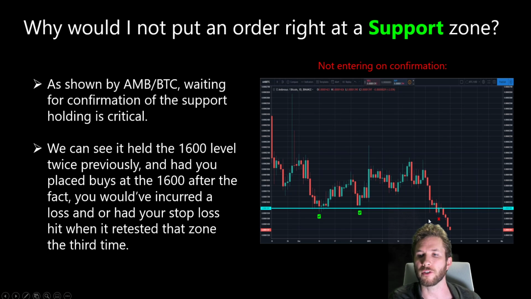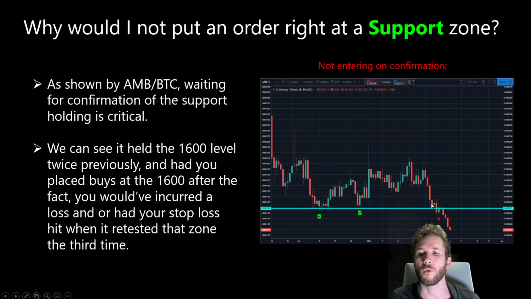So maybe we entered here with a stop below, but then we would have immediately got stopped out. So we didn't see a strong reaction. What I typically like to see is what I call the 3 candle method. I like to see 1 candle down, an indecision candle, and then 1 green candle up. So that's what I call the 3 candle pattern on a support or a resistance. So at least you know you're getting some sort of reaction.